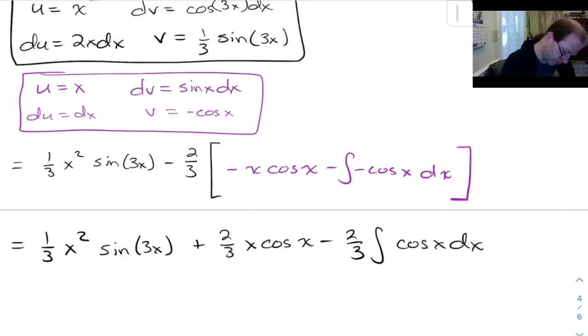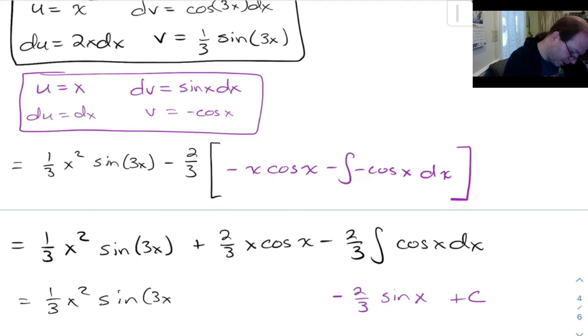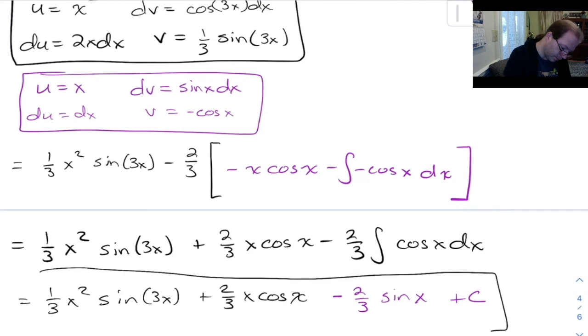And so now I can integrate that. I'm just going to be a little lazy and only do that one step. Minus 2/3, integral of cosine is positive sine. And I don't need the dx anymore. Positive sine, then a plus c on the end. I was thinking I would need to do something more to simplify it, but I don't. I'm going to leave it like this. So that's using integration by parts twice on one problem.